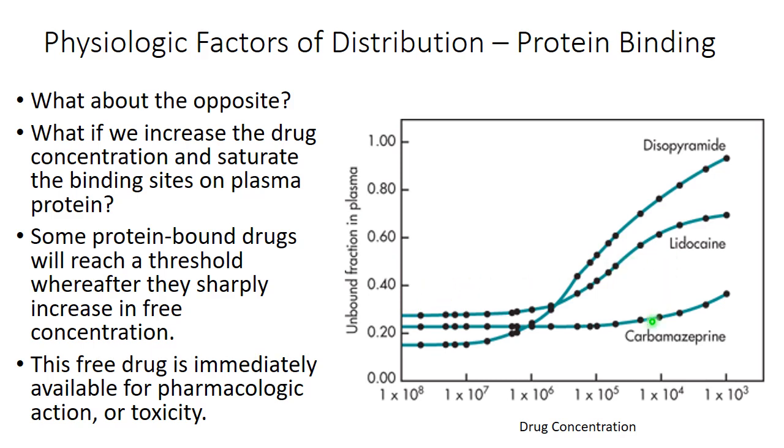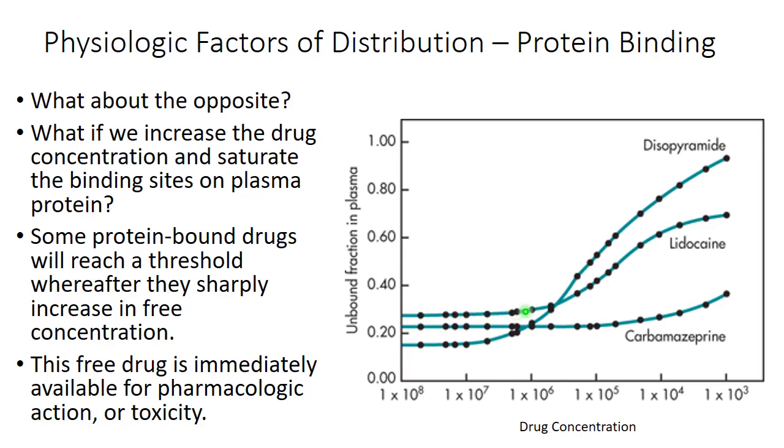Lidocaine is an anesthetic, carbamazepine is an old, well, it's still used, but it's an anti-epileptic or seizure drug. As we're going up and up in concentration, this is a logarithmic scale on the bottom here, we basically will find that the unbound fraction or free fraction is the same, low, low, low, low. So it's not changing, right? The same percent drug is free in this whole concentration range.